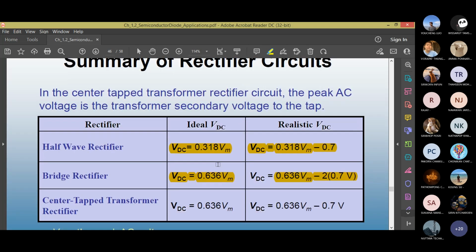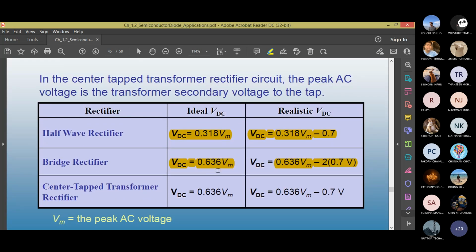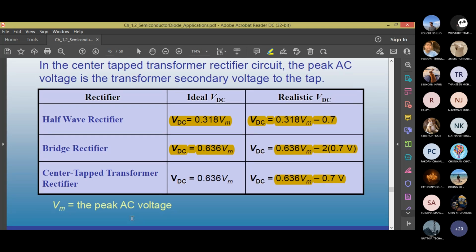For the center tap transformer, just 2 diodes. For each half cycle, only 1 diode is on. Therefore, the VDC became 0.636 VM minus 0.7 only, not 2 times. That is the reason. Where VM is the peak value of the AC voltage.